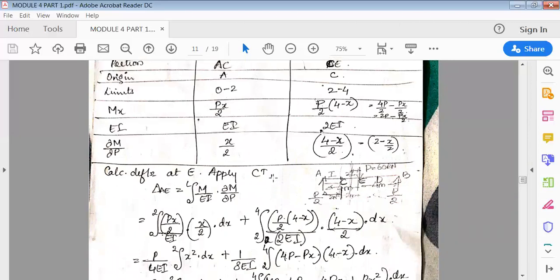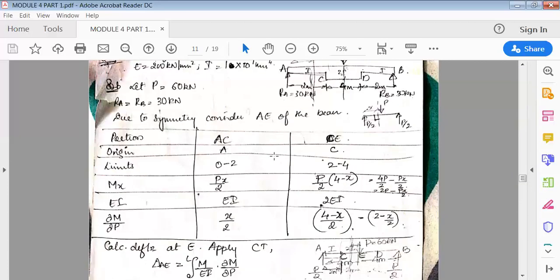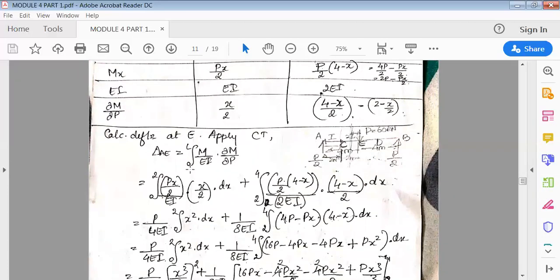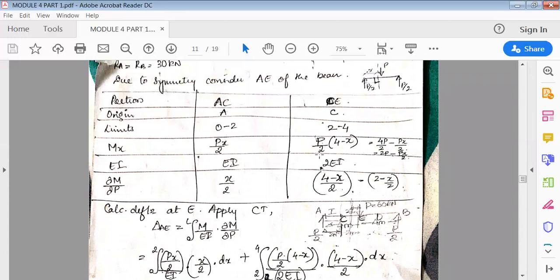Apply Castigliano's theorem. So again, if you apply Castigliano's theorem, this is only for span AE. So it is equal to, again as usual, integral 0 to L of m over EI dou m by dou p. Now we'll split this into two parts. First part is AC. So 0 to 2 m over EI. M is P by 2 into x, times x by 2 into dx, plus this portion, and that is 2 to 4, m into dou m by dou p.